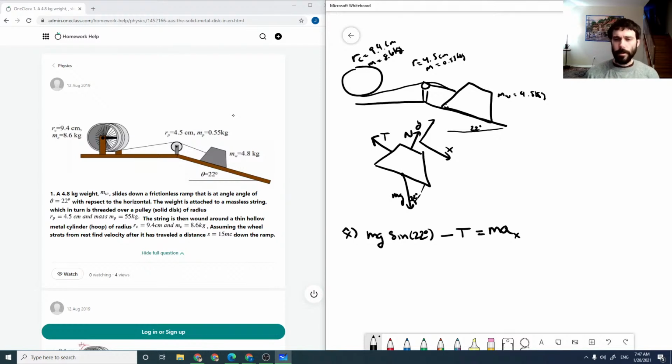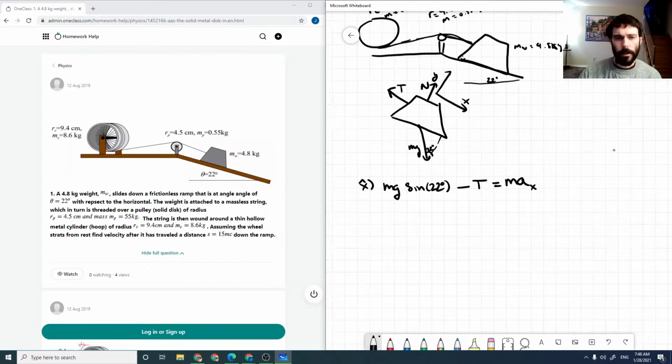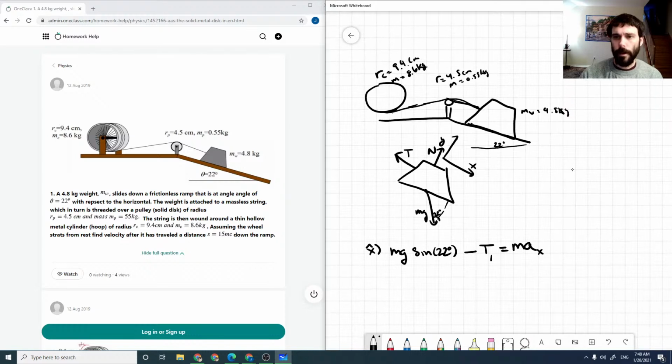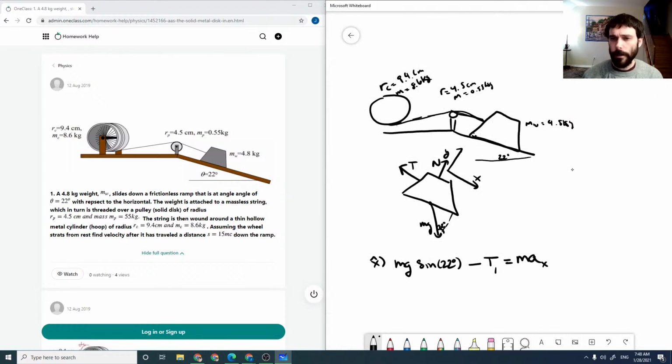Now this acceleration is going to be the acceleration of the string in the entire system. But there's our, and I'm going to call that T1. Just differentiate it everywhere here. So we've got T1, T1, T2, and T2.